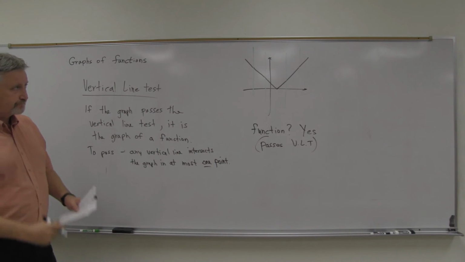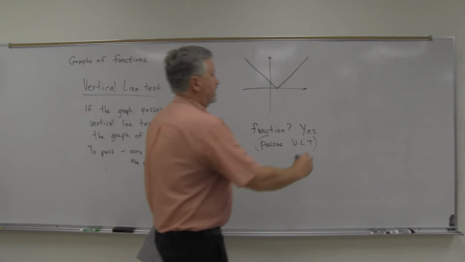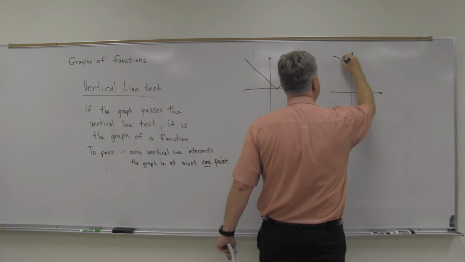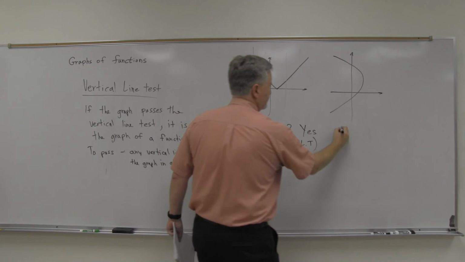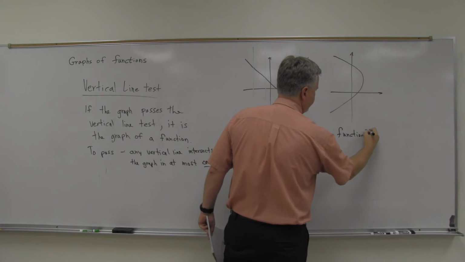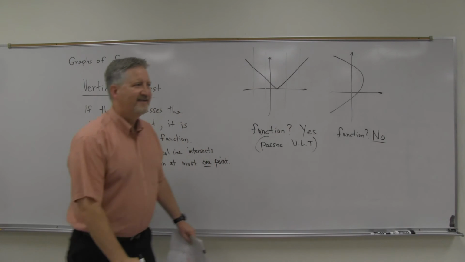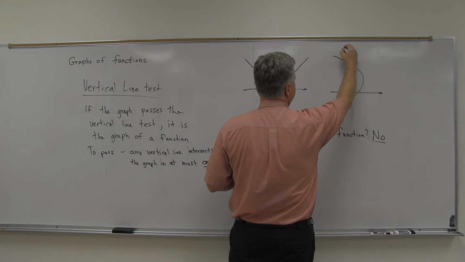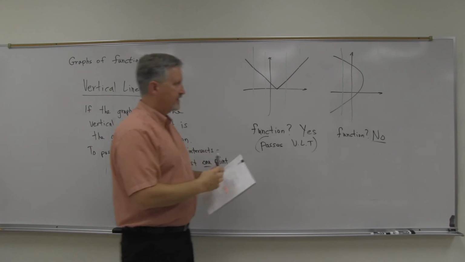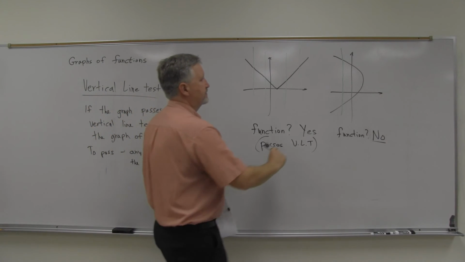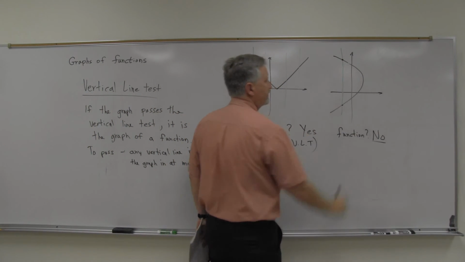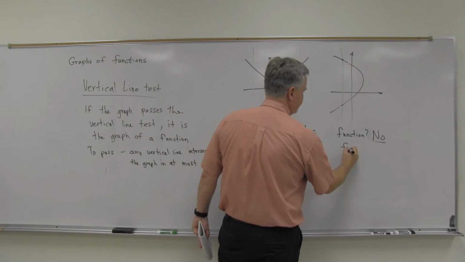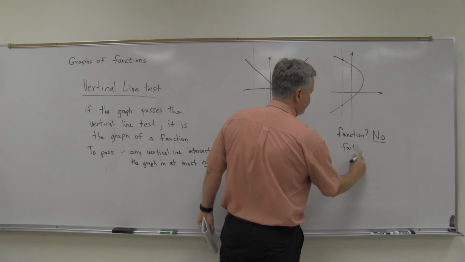Okay? So that one is positive there. All right, what about this one? Is that one a function? No. Why not? It doesn't pass the vertical line test. If I draw a vertical line on this side anyway, I've got a problem there, don't I? Because this one vertical line hits it in two places. So that's a failing grade there on the vertical line test.